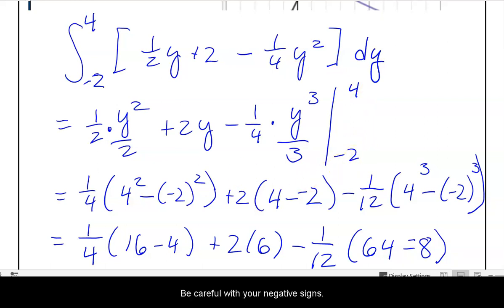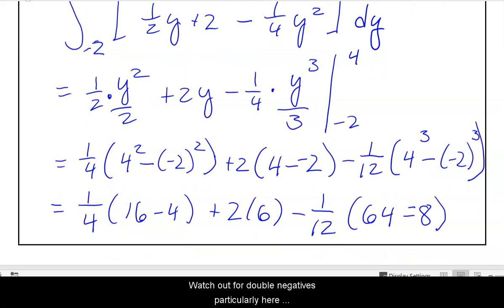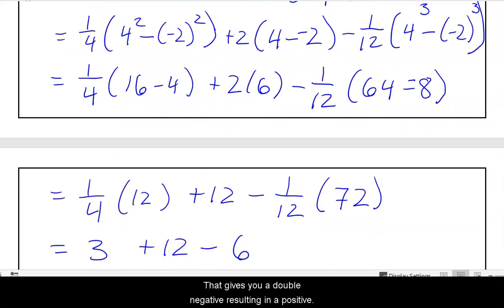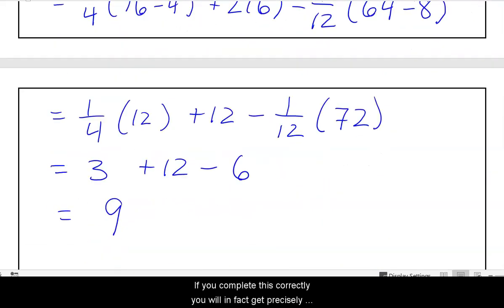Be careful with your negative signs. Watch out for double negatives, particularly here where you have the subtraction for doing it at the lower limit of integration and a negative raised to an odd power, which stays negative. That gives you a double negative, resulting in a positive. If you complete this correctly, you will in fact get precisely the same answer, which is 9.